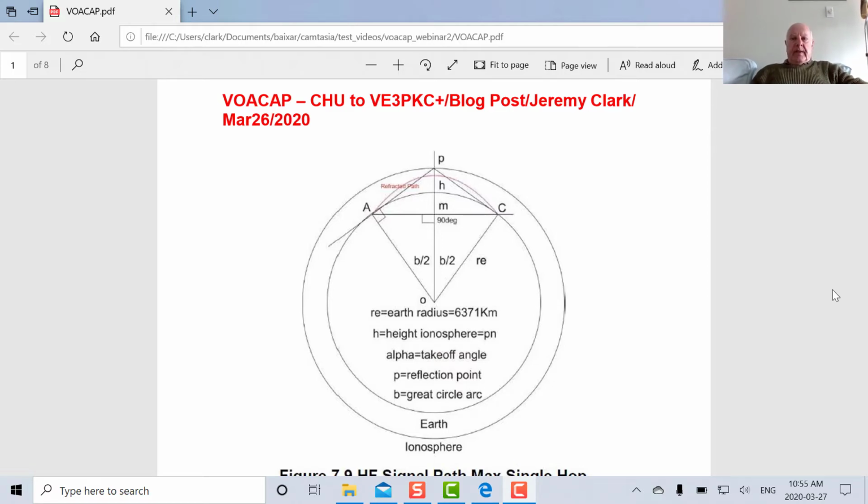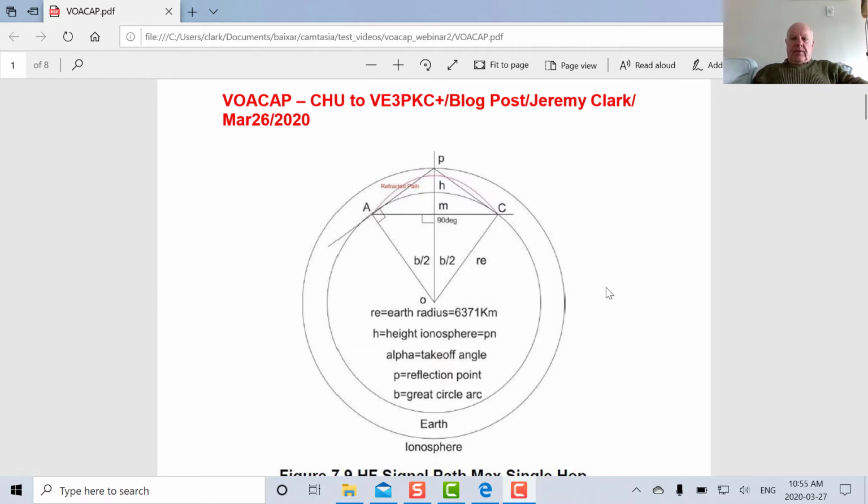Before we look at the VOACAP program results, let's just take a look at a few diagrams here. I'd like to get a handle on what's the best case receive level I could have. Let's say the signal left the transmitter and arrived at the receiver. It refracts in the atmosphere, but let's assume that there's no attenuation in the atmosphere, which is not realistic.